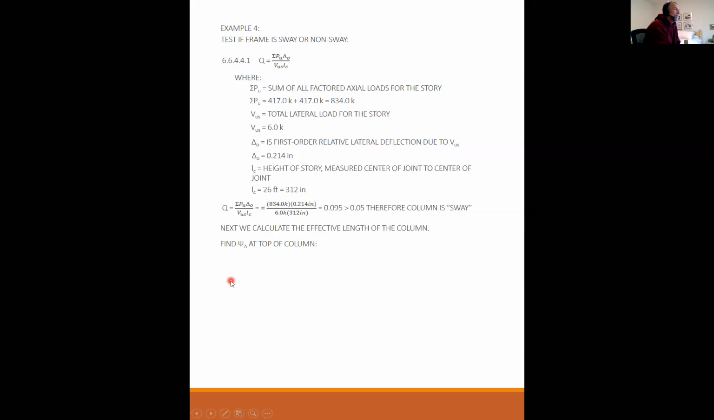Next, what we do is we calculate the effective length of the column. And we have to find psi at the top of the column. This is going to be the same routine as we did before. In fact, they're all the same numbers, except now we have this beta ds, the ratio of sustained shear to total shear, which is 0. None of the shear is going to be sustained. It's all, basically in this case, seismic.